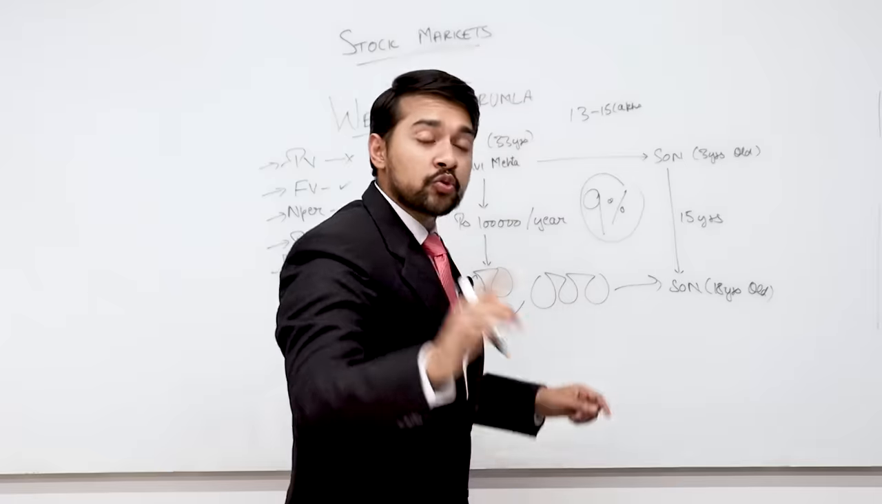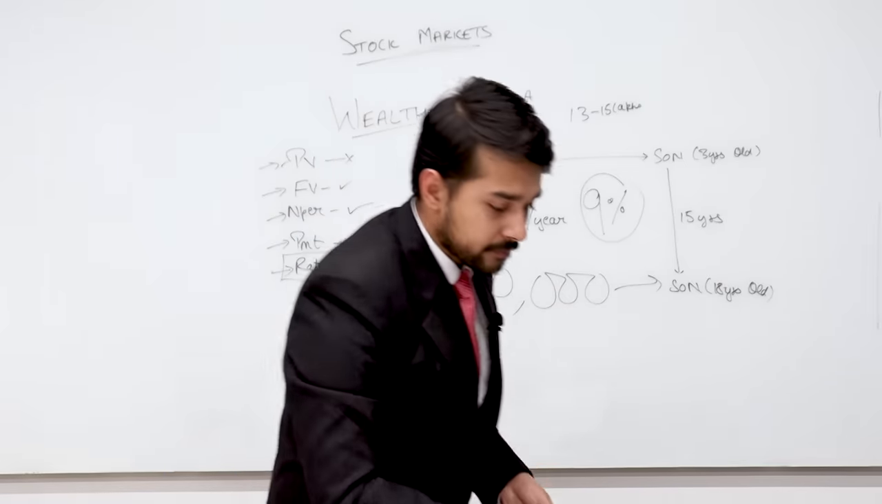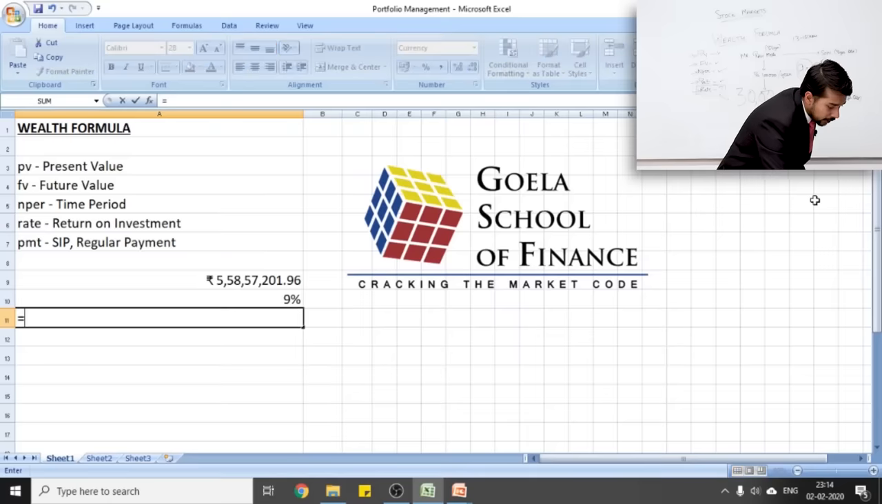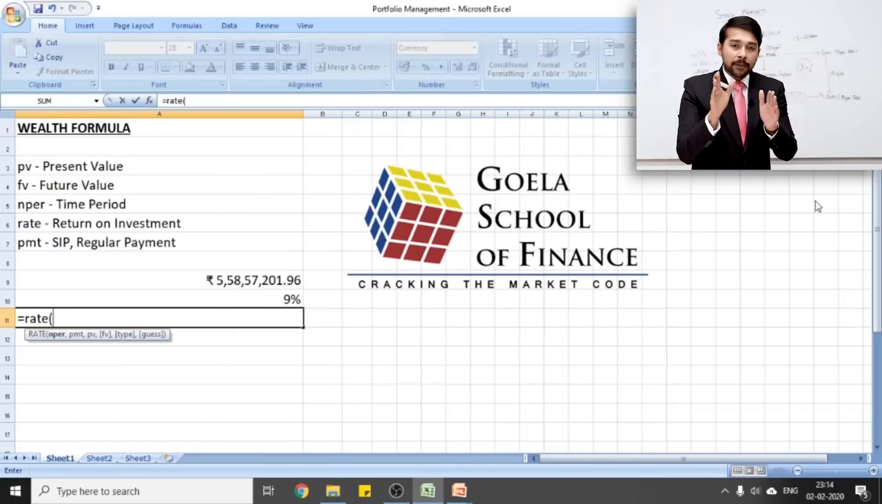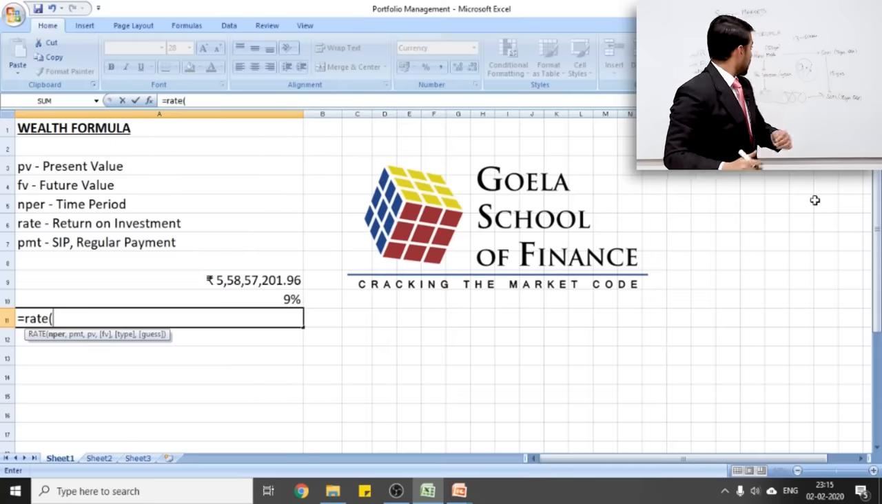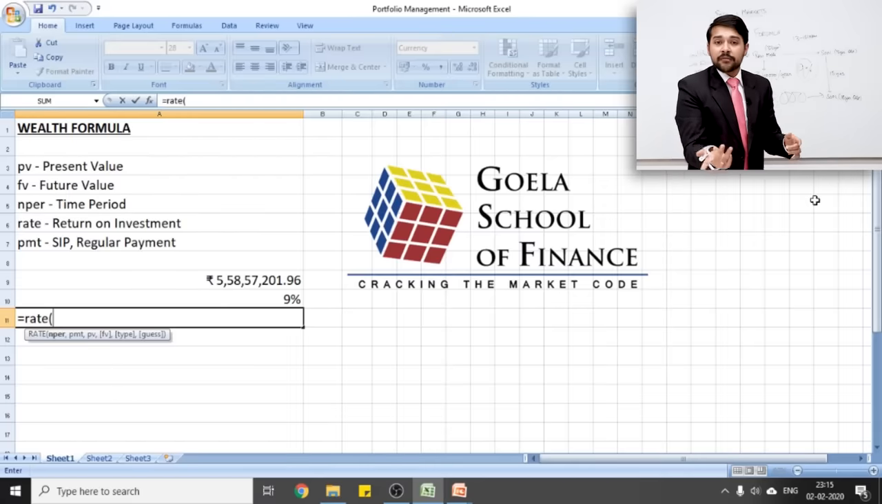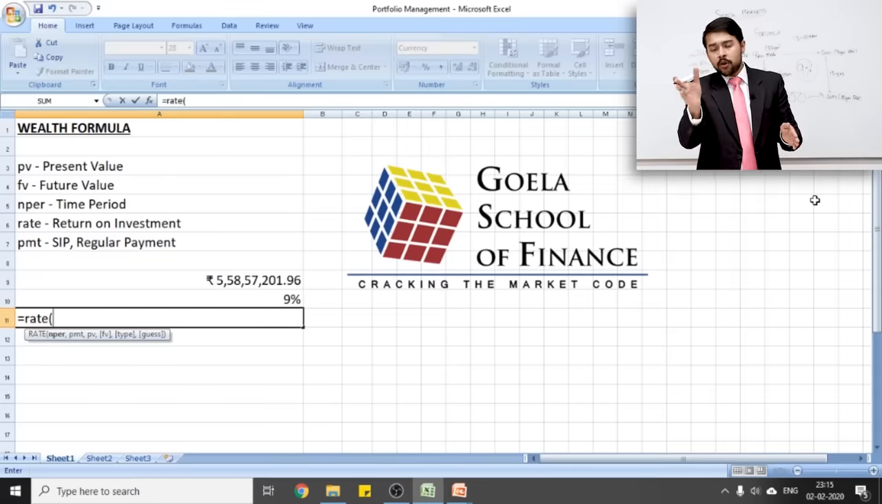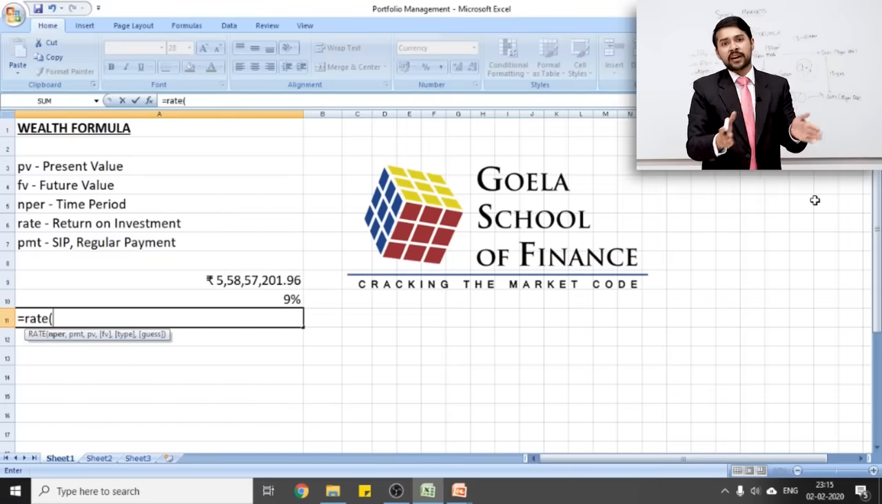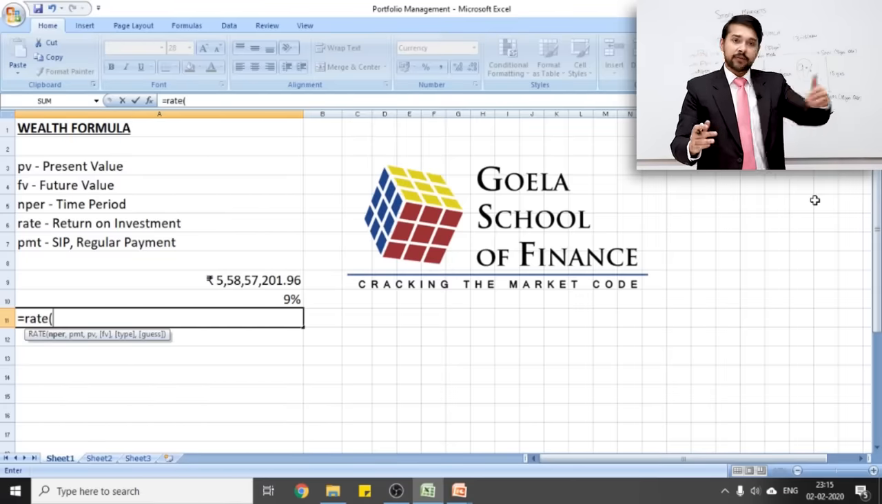Now I want you to use the same formula for yourself. Right? Equal to RATE, bracket open. N per. आप अभी, how old are you right now? And till what age you want to retire? Now I remember I told you the portfolio line. 20 you start earning, 60 you retire, 90 you expire. Now for every person that is different. हो सकता है you start earning early or you start earning late. हो सकता है you want to retire at 30, 35, 45 or even later.